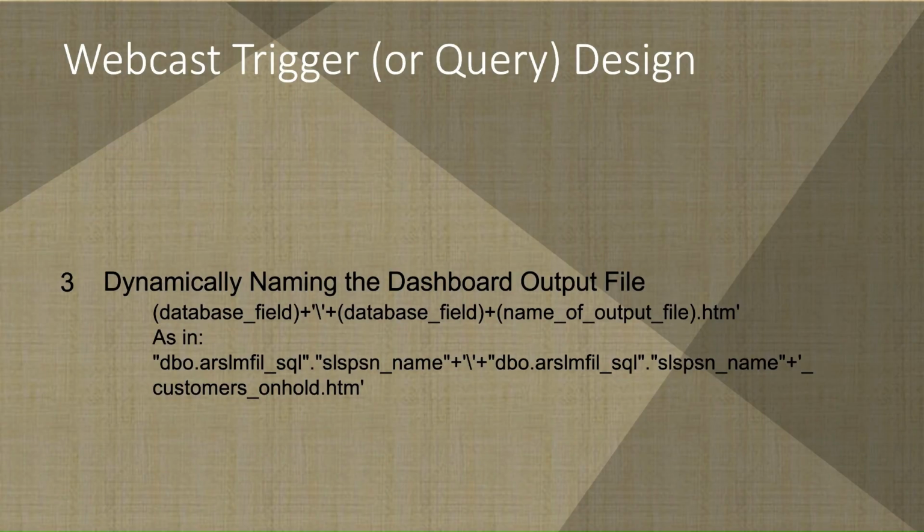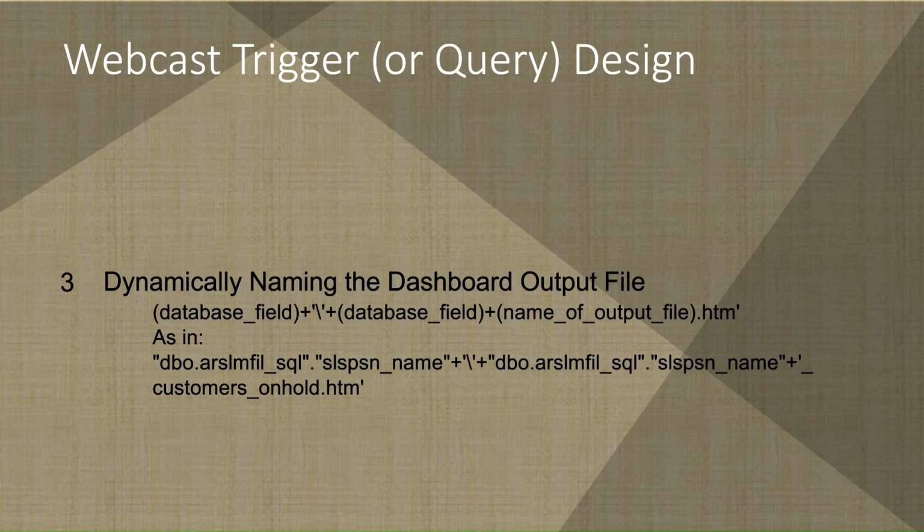And we'll move to the next type of trigger, which is dynamically naming the dashboard output file. In addition to dynamically determining the publishing location of dashboard output files, the solution also lets you dynamically name the dashboard output file itself. In the previous example, 3 sales reps named Bruce Huntington, Karen Beck, and Ron Calley would each have a dashboard file called customers_on_hold in their corresponding folder. But what if you wish to precede the name of each dashboard output file with the name of the sales rep? That would be easy.